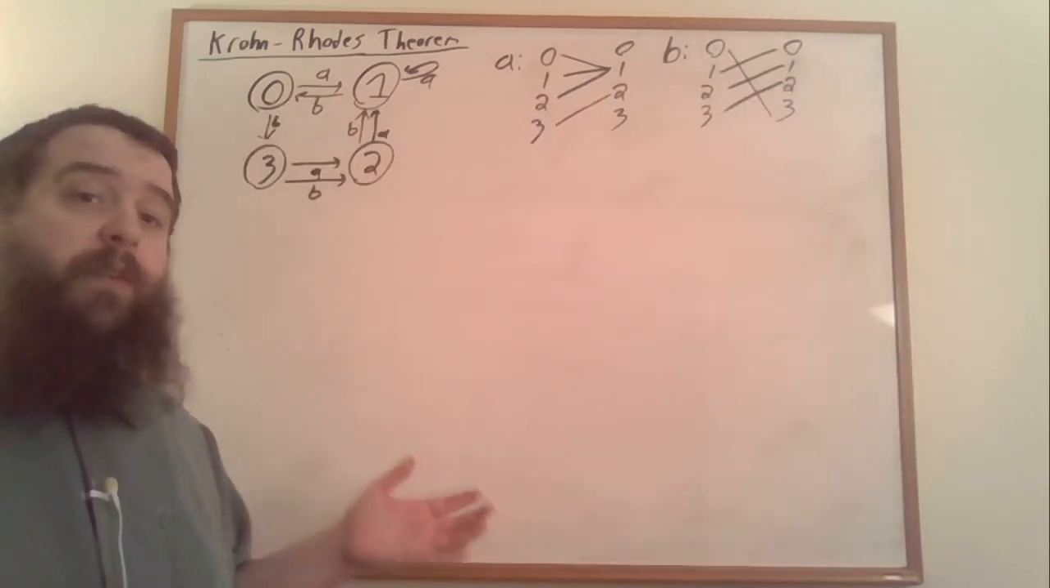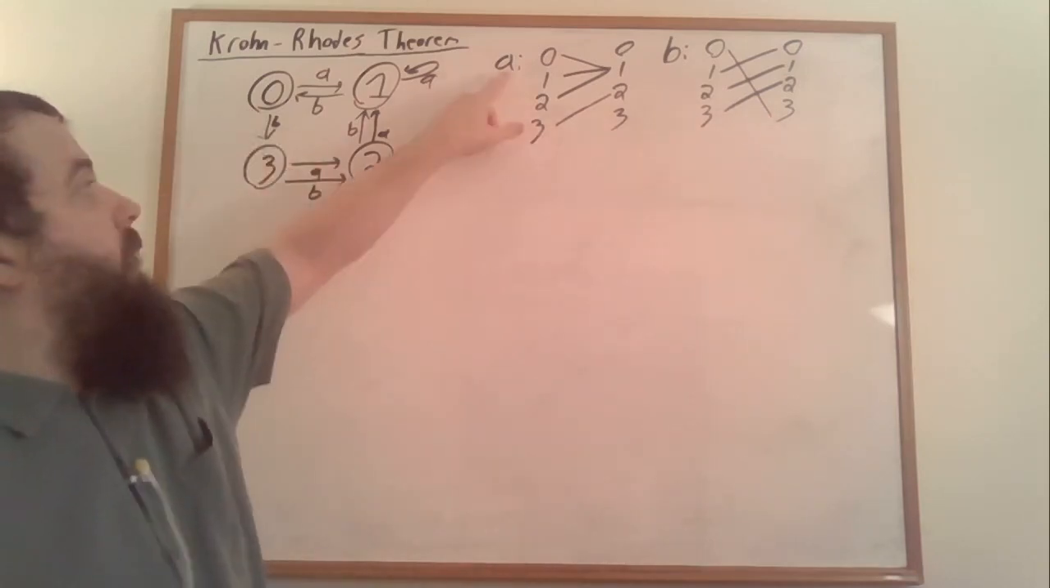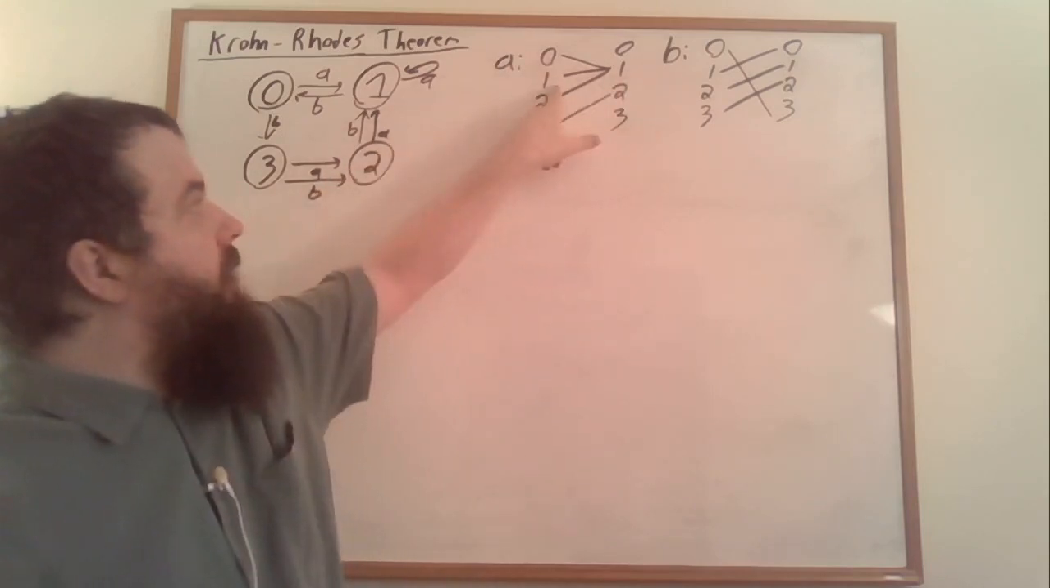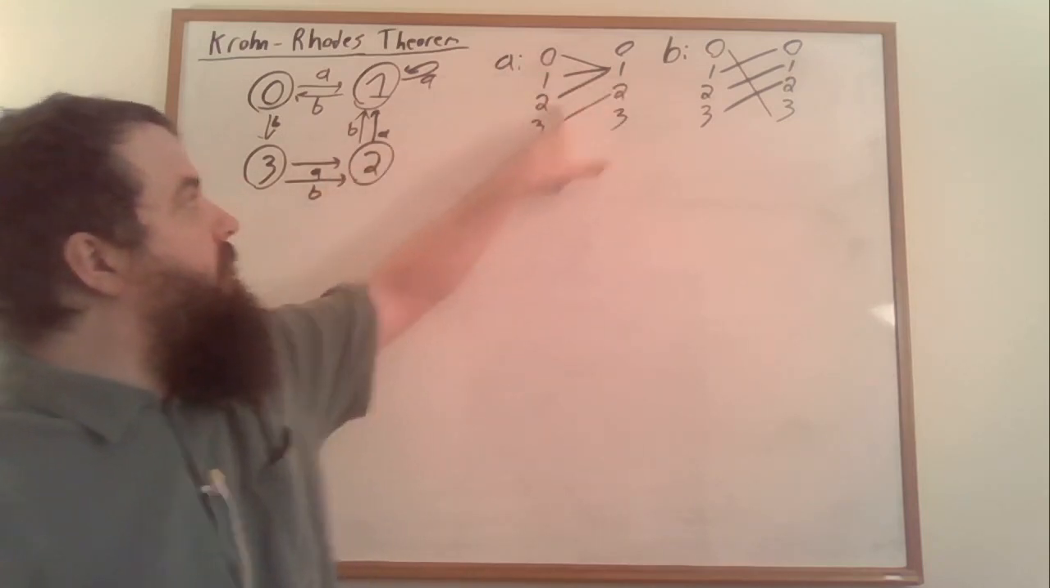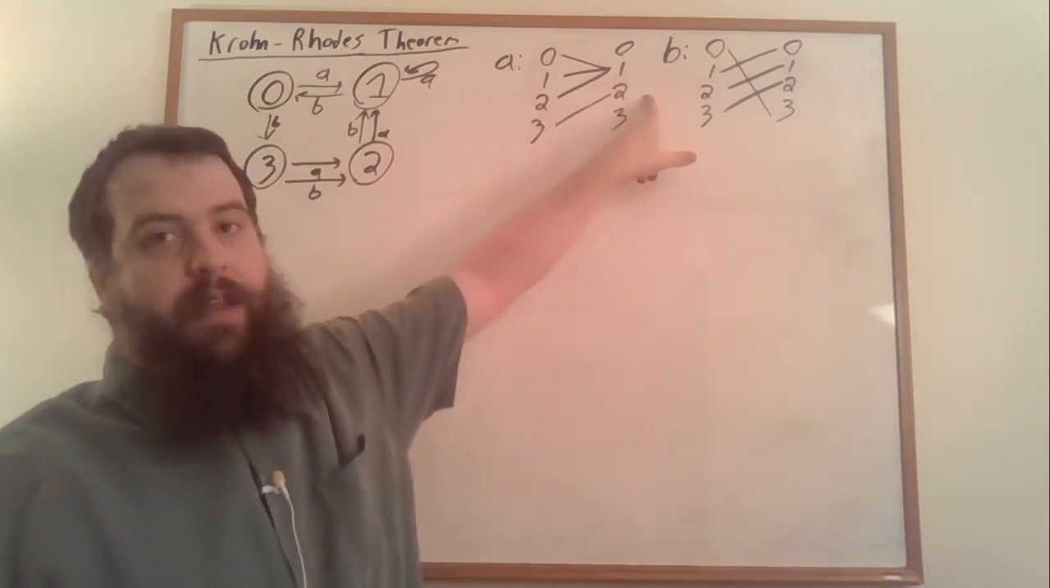And I'm going to want to represent these functions using these sorts of arrow diagrams. If we're in state 0 and we read an A, we wind up in state 1. If we're in state 1, we wind up in state 1. If we're in state 2, we wind up in state 1. If we're in state 3, we wind up in state 2.